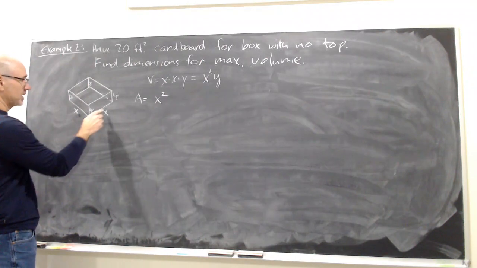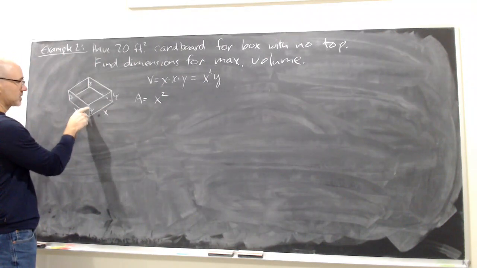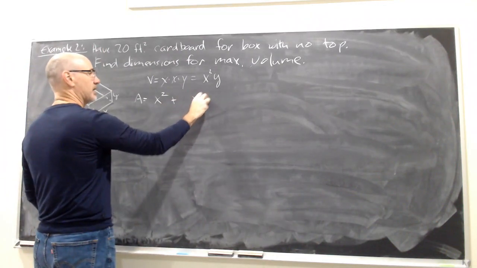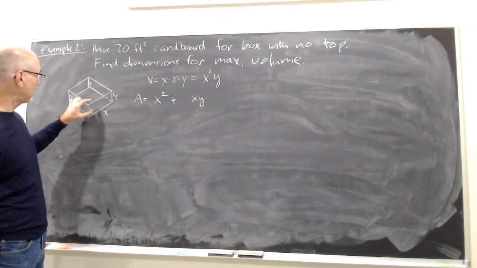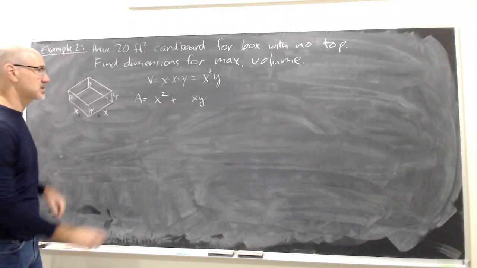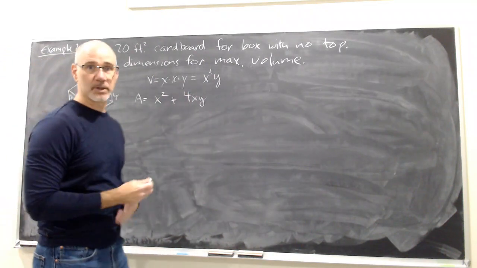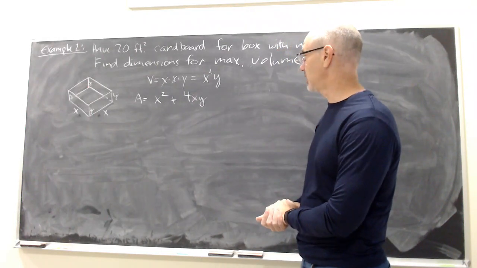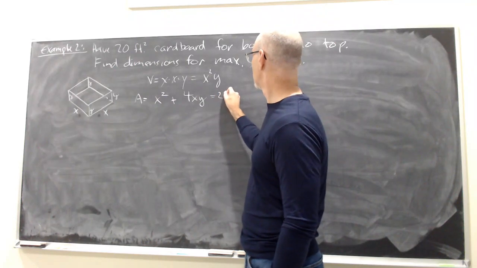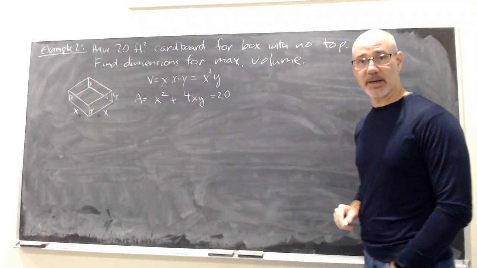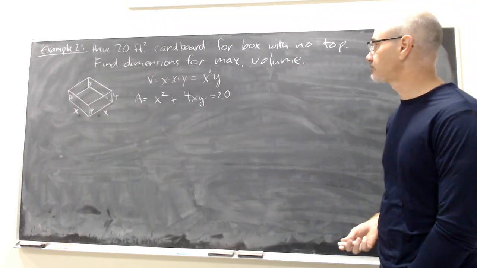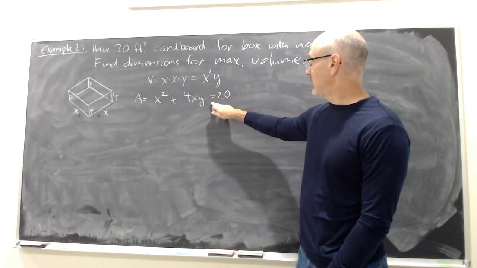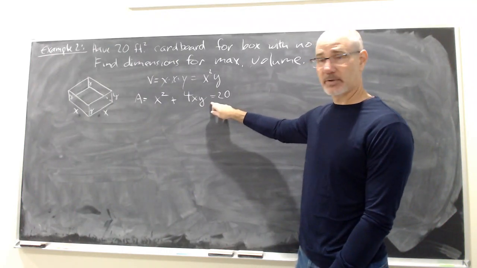And then each of the sides, right, has a base of x and a height of y. So I have x times y is the area, or the amount of cardboard for each one of the sides, and all the sides are the same, and I have 4 of them. So the area, or if you like, the amount of material, is x squared plus 4xy, and that is constrained by the amount of material that we have. It's 20 square feet.